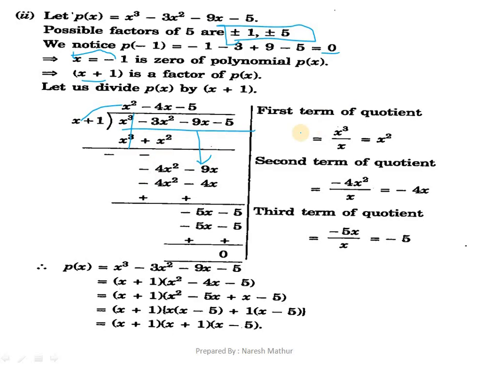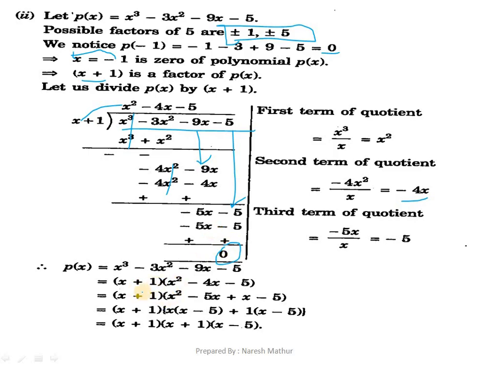So minus 4x square we have, and for this we'll multiply x by the minus 4x only, so that we can get minus 4x square, and this minus 4x will multiply with the positive one, so it will be minus 4x only. Change the symbol, minus 5x minus 5, so x will multiply with minus 5, so that we can get minus 5x, and minus 5 into minus 1 will be minus 5. So at the end we are getting 0 as a remainder.